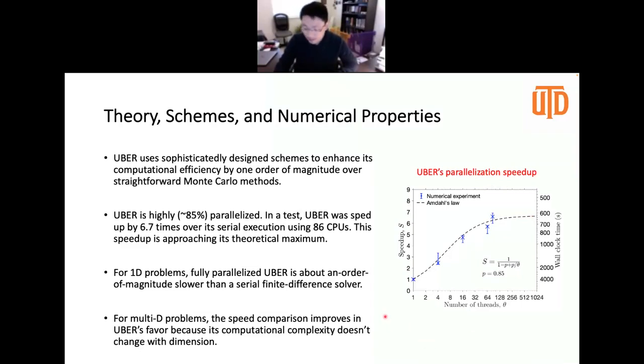The trade-off for UBA's great ability and flexibility is that it is generally slower than finite difference solvers. In our test for 1D problems, the fully parallelized UBA is still about 1 order of magnitude slower than a serial finite difference solver. However, UBA was not designed to be used on 1D problems. For multidimensional problems, the speed comparison would improve in UBA's favor because its computational complexity doesn't change with dimension. But for finite difference methods with higher dimension, the computational complexity would greatly increase.